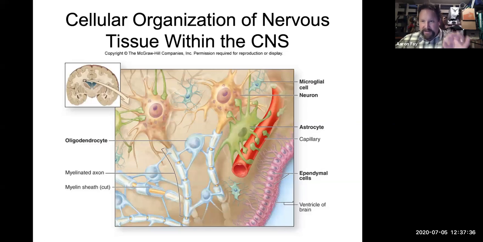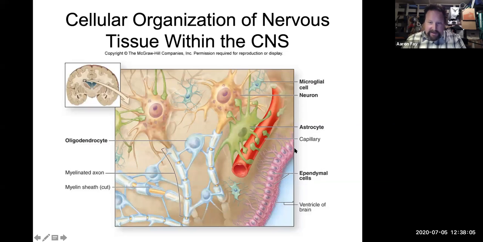So oligodendrocytes are only found in the central nervous system, and their job is to myelinate multiple sections on multiple different axons. This is different than the cell responsible for myelination in the peripheral nervous system. It's a little bit different. We'll get to that in a second. But here, an oligodendrocyte has many branches. It can myelinate multiple sections on the same neuron or even on different neurons.